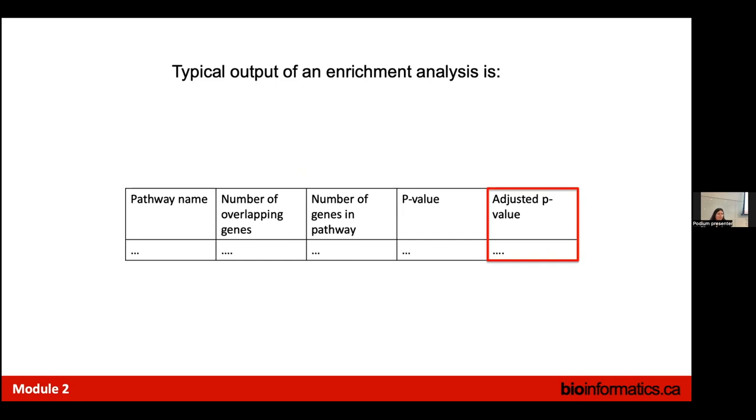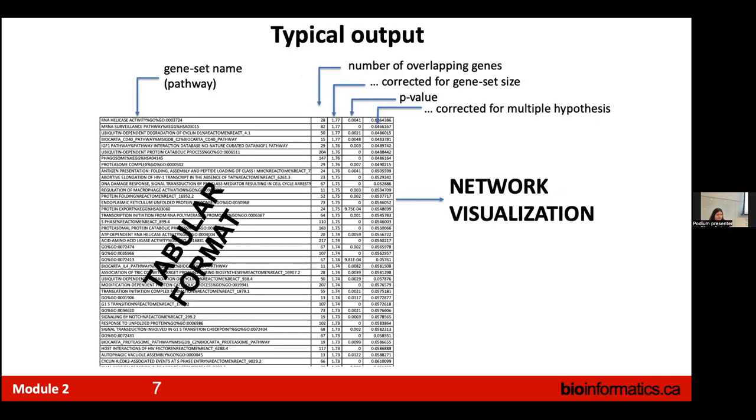So now I hope that at the end of this lecture, you understood that any of the tools will have a typical output, which is this table of a list of enriched pathways with the pathway names, the number of overlapping genes, the number of genes in the pathway, the p-value, and most importantly, the adjusted p-value. This is the column that you take to select your enriched pathways and to continue your analysis.